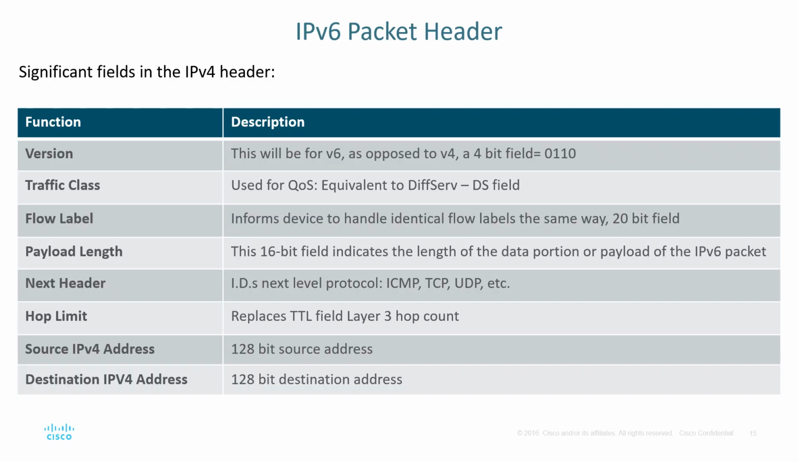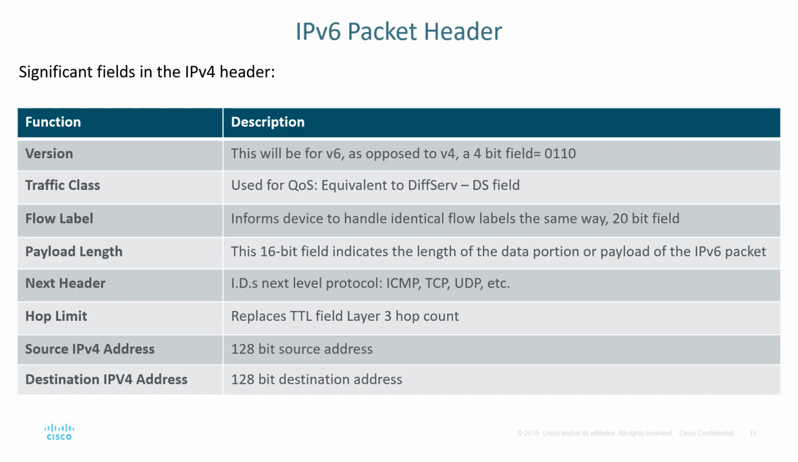So again, listing the significant fields, version will be for V6 as opposed to V4, and that bit field is 0110. Traffic class is used for QoS, in that DiffServ, which is beyond the scope of this course. Flow label informs the device to handle identical flow labels the same way, and that is a 20-bit field. And you'll get to flow labels in Cisco 3.